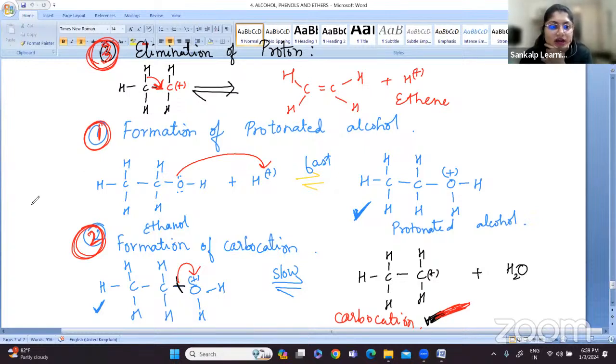So this is the question asked for 3 marks. Is it clear? Yes, students? Is it clear?